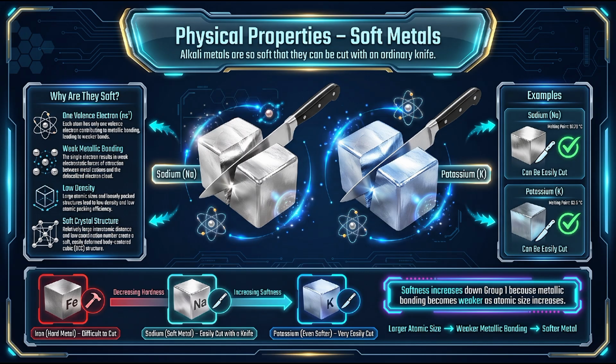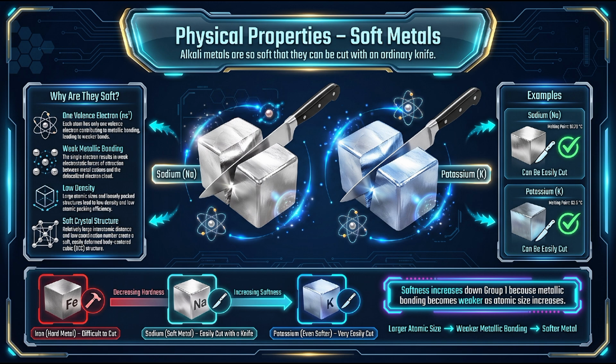The softness of alkali metals is directly related to their electronic configuration, which is ns¹. Every Group 1 element has only one valence electron in its outermost shell. This single valence electron participates in metallic bonding, the type of bonding that holds metal atoms together. Metallic bonding occurs because positively charged metal ions are surrounded by a sea of free-moving or delocalized electrons. These mobile electrons attract the positively charged metal ions, holding the entire metallic structure together.